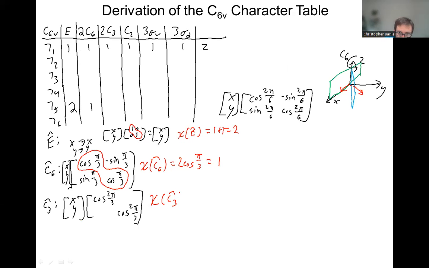So the chi of C3 is 2 cosine 2 pi over 3, right? It's just cosine 2 pi over 3 plus cosine 2 pi over 3. And cosine 2 pi over 3 is negative 1/2. So 2 times negative 1/2 is negative 1. So this gives you a negative 1.